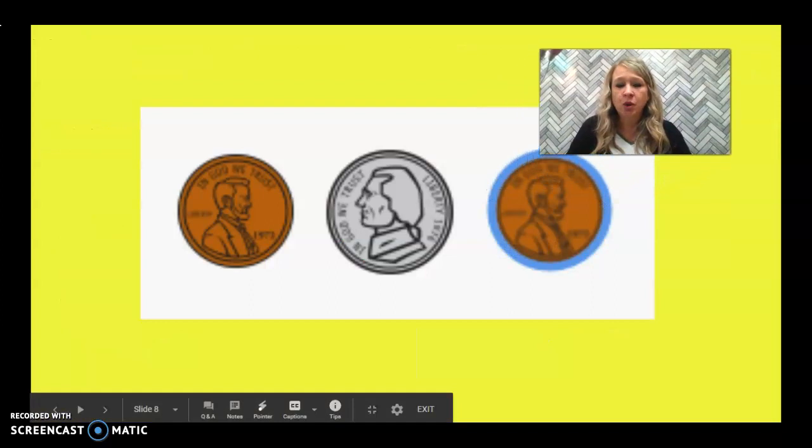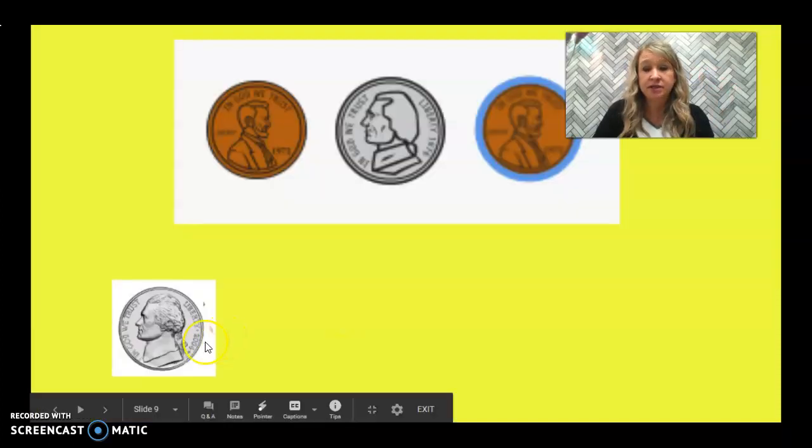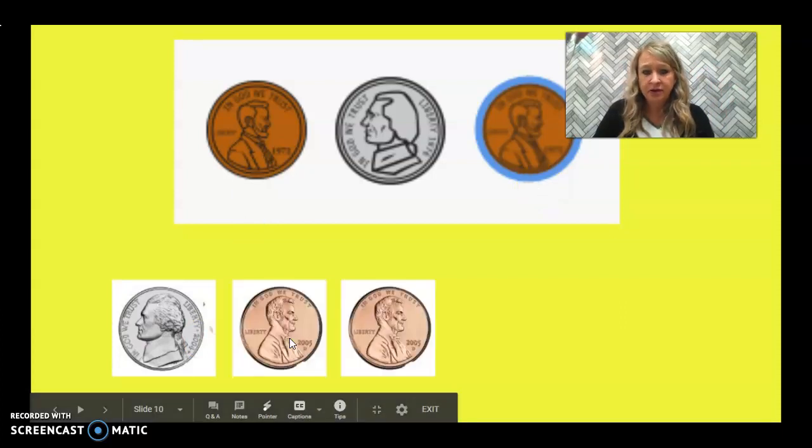Here are some coins. There's 2 pennies and a nickel. What is the first thing we need to do? Remember from yesterday? That's right, we have to put the coin with the largest value first. Which one has the largest value? A penny that's worth 1 cent or a nickel that's worth 5 cents? The nickel, the 5 cents is going to be first. So then we can put our pennies after the nickel.